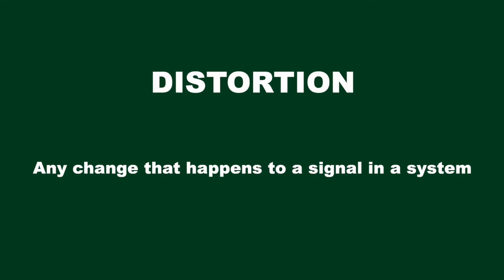It's all about how it affects the sound. Join me today as we talk about some of the components in analog gear, such as tubes and transistors, and how we can use them to enhance our sound. But before we move on, quick definition. What is distortion? Distortion is any change that happens to a signal in a system. Any change. This is important.